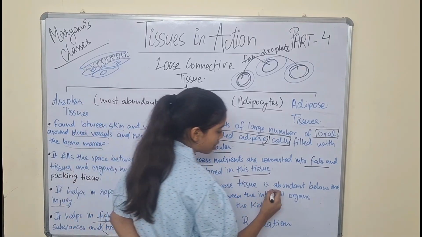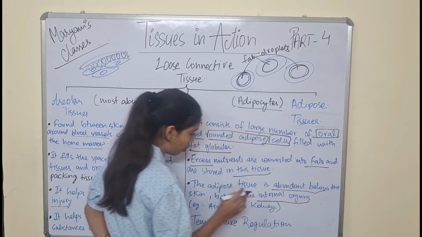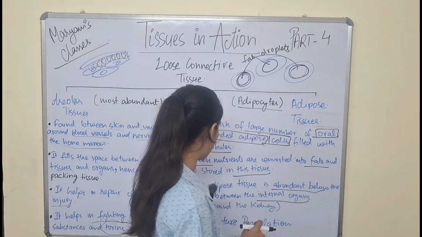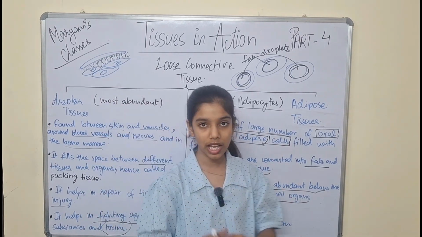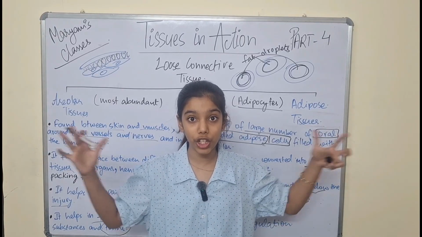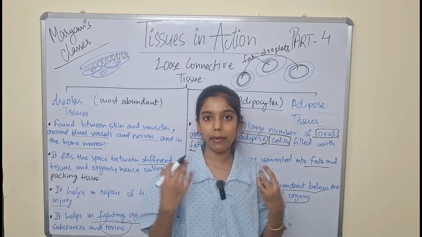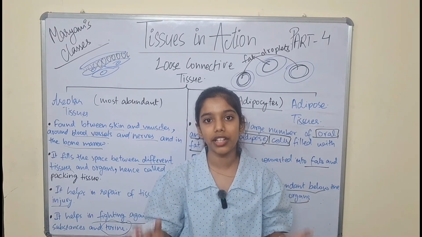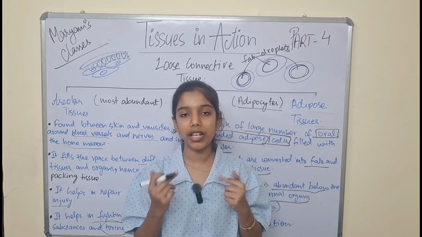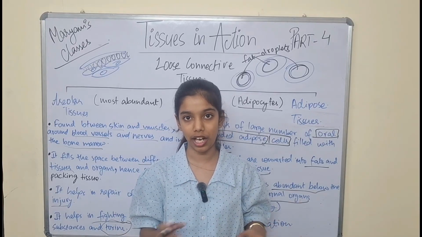The adipose tissue is abundant below the skin and between the internal organs. Actually, the location of this adipose tissue is below the skin, in a huge amount. It can also be present around the internal organs, for example around the kidneys.